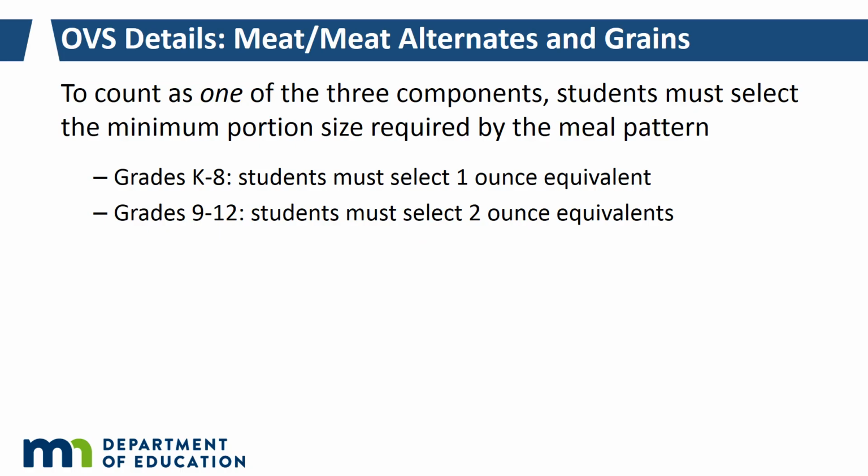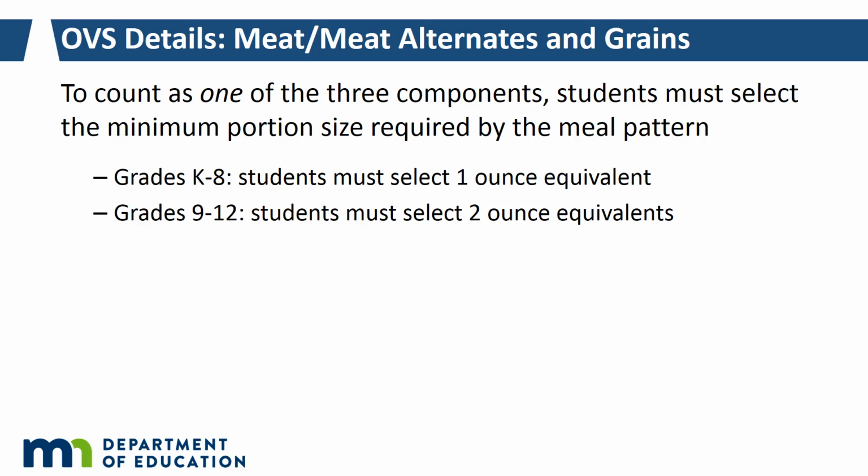Now a couple offer versus serve meat alternate and grain details. If a student selects a meat alternate or a grain item and you want to count it as one of the 3 meal components, the student must select the minimum portion size required by the meal pattern. For grades K through 8, that means students must select at least 1 ounce equivalent, and for grades 9 through 12, that means students must select at least 2 ounce equivalents.